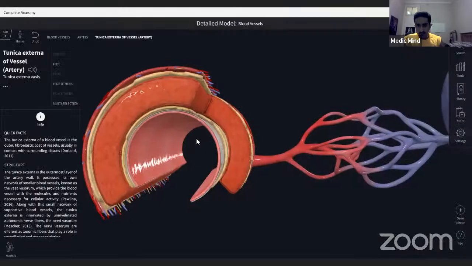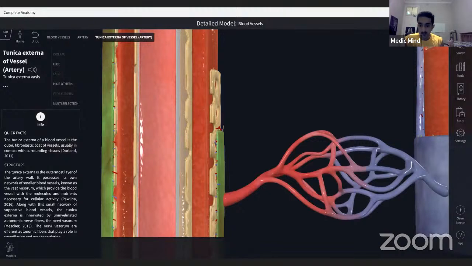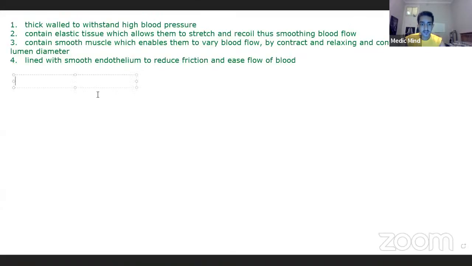Okay, so after we've got an artery, we move to an arteriole. An arteriole structurally is very similar. They're a branch off of the arteries, but they're thinner and have less muscular wall, and their job is to feed blood into your capillaries.